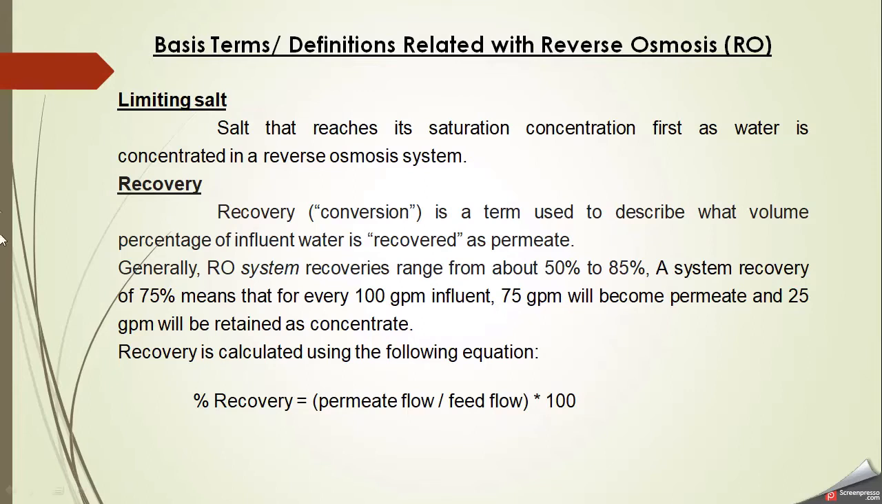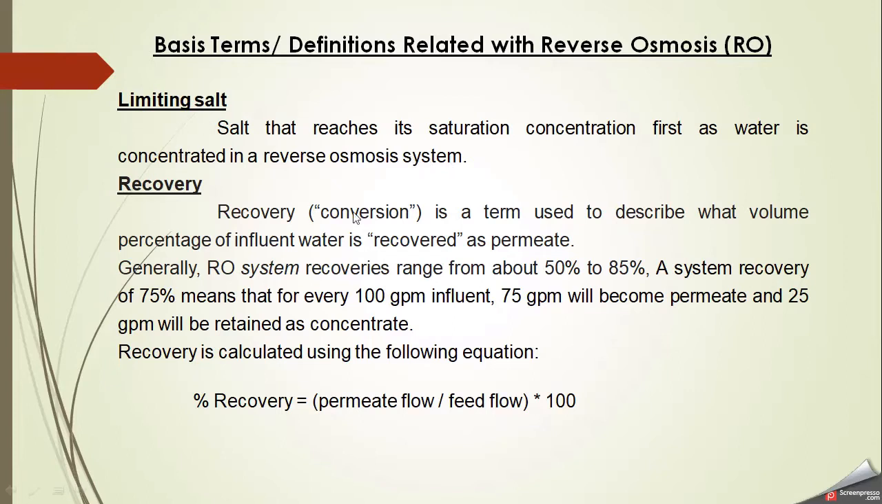The next term is limiting salt. It is the salt that reaches its saturation concentration first as water is concentrated in a reverse osmosis system. There are different types of salts present in the water, and when the reverse osmosis process cleans the water, the concentration of the salts increases on the reject or concentrate side. Among those salts, the salt which reaches its saturation, or you can say dissolution limit, starts coming out of the water and start precipitating. This is called the limiting salt.